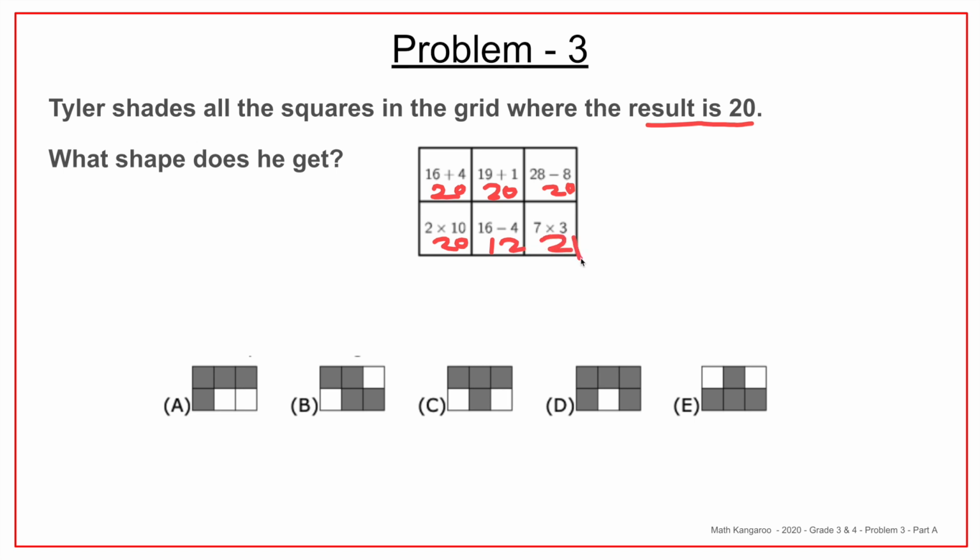So we have to find what shape Tyler creates by shading all the squares where the result is 20. And we know this goes in here and this goes. So which one matches? Option A. So option A is our answer.